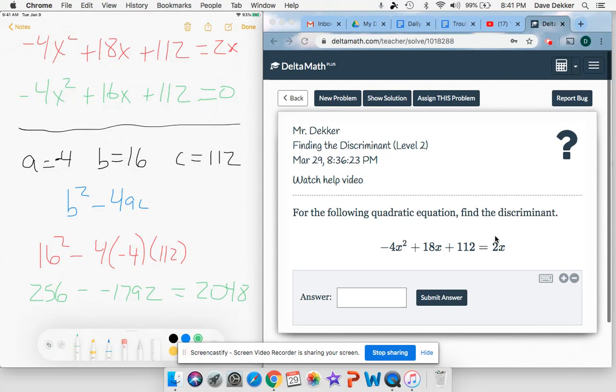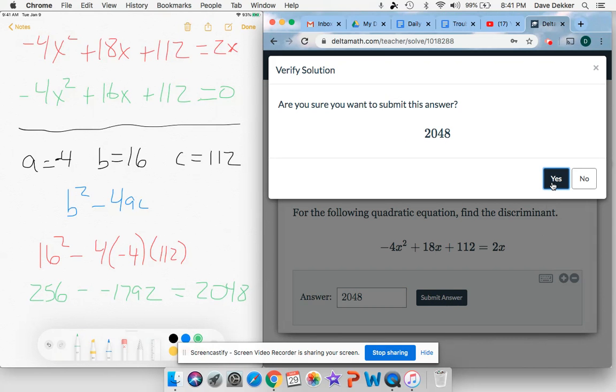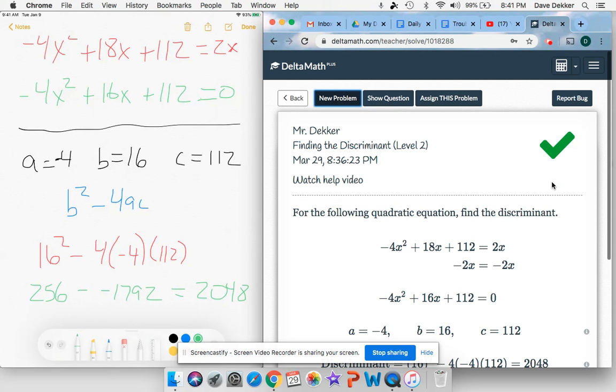That's a really big number. Remember, we're going to take the square root of it in the actual problem. But for this one, let's go ahead and type in 2048, we said. We're going to submit our answer. Okay, there we go. Say yes, and we got it right. So that's kind of what we're working on here, is taking our discriminant. Now maybe you don't have options, but it's very, very similar to what you did in the previous lesson.